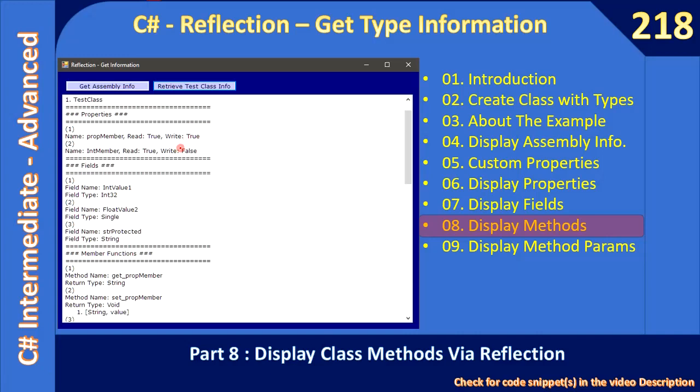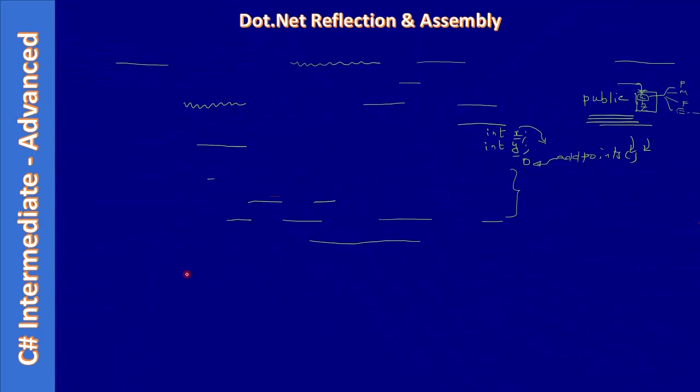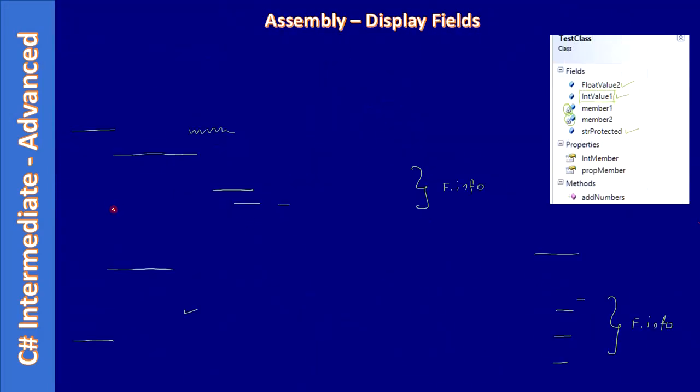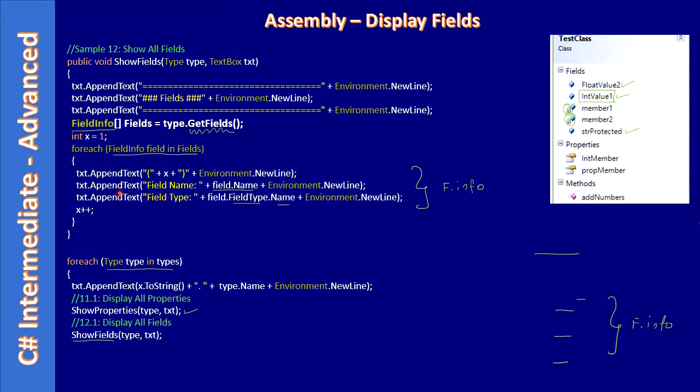Now you are watching part 8 of the subseries C# Reflection and getting the type information at runtime. In the last video we displayed the field information. Now we will retrieve the method name and display that in the output window.